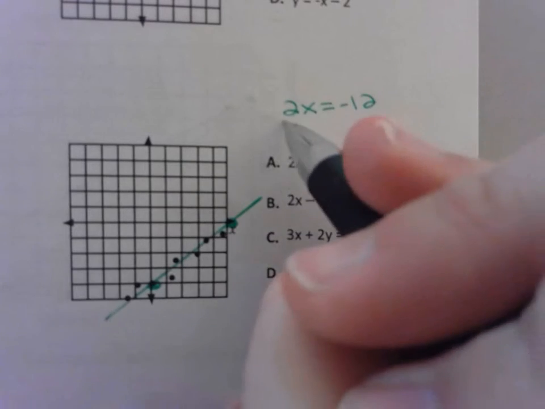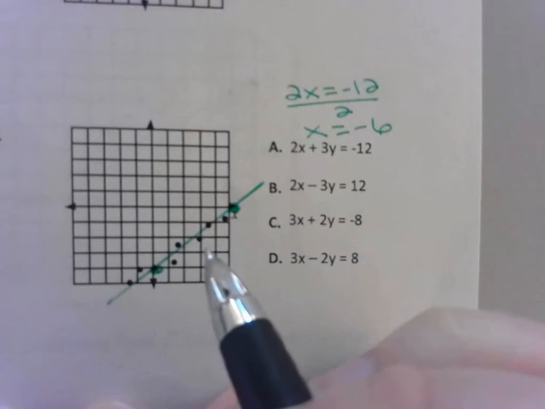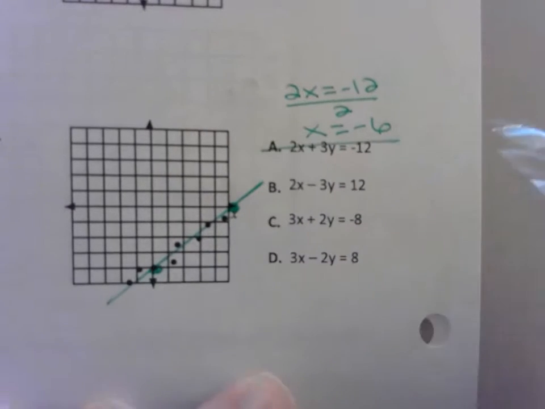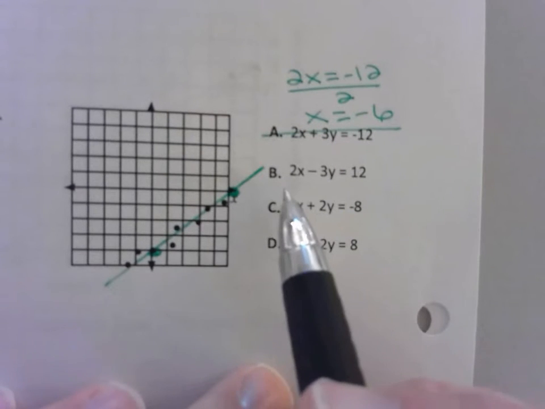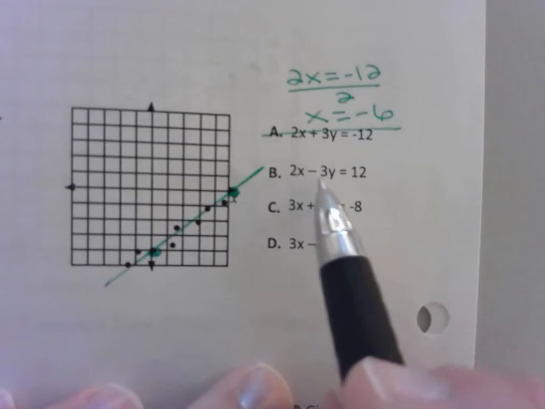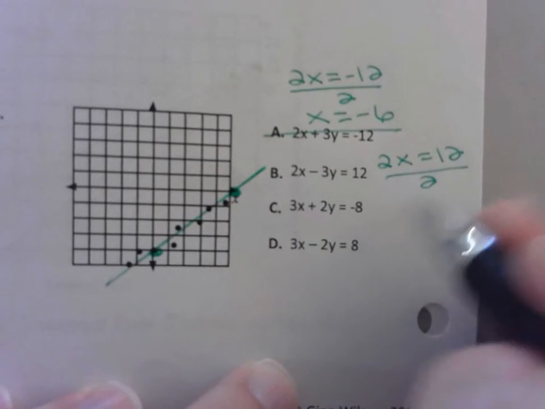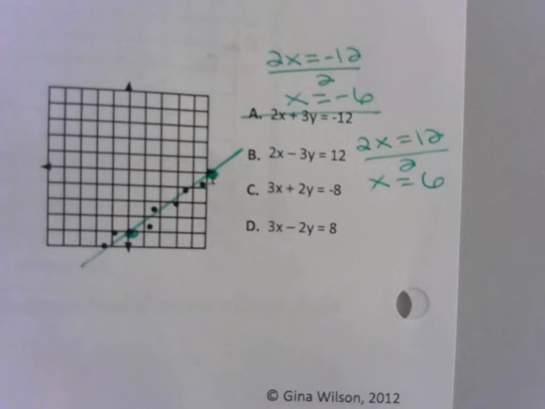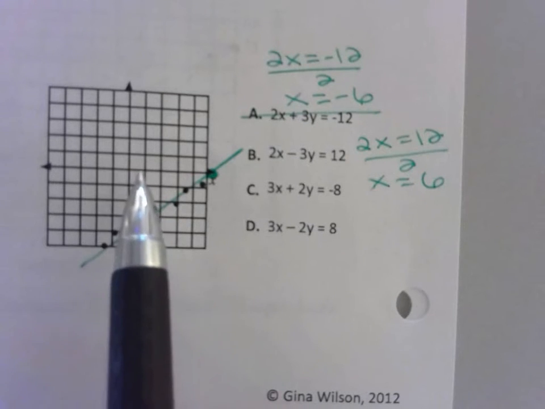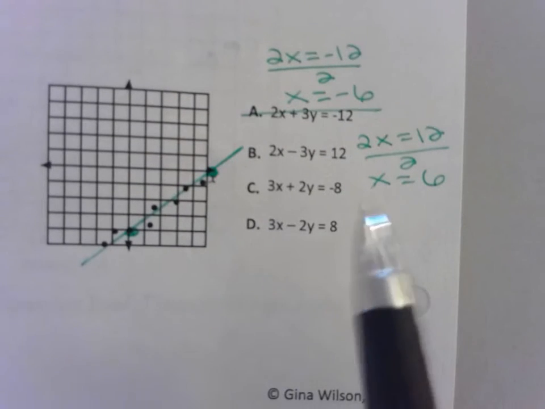If I divide by 2, my x-intercept is negative 6. Well, is my x-intercept negative 6? No, so it's not A. And then let's go through the next one. 2x, let's try the x-intercept. Plug in 0 for y, which gets rid of this part. 2x equals 12. My x-intercept is 6. Okay. 1, 2, 3, 4, 5. We'll keep that. It's kind of close. It's a lot closer than negative 6, so we'll keep B for now.